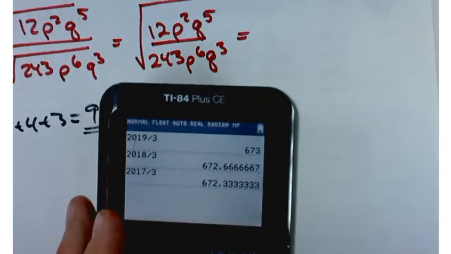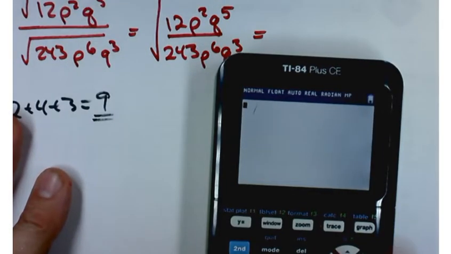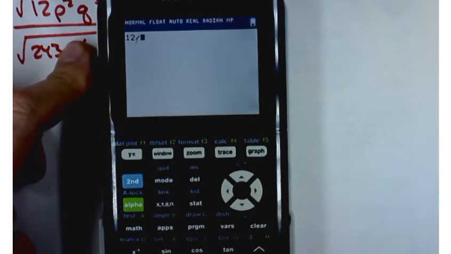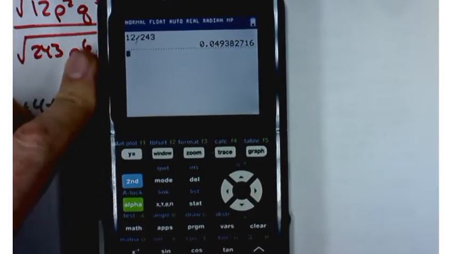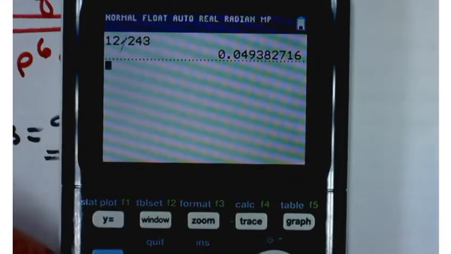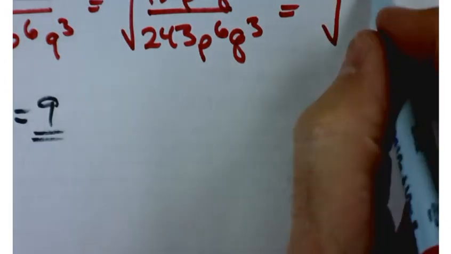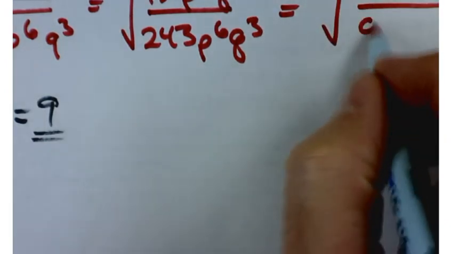Now, if you don't like that trick, here's a different trick for you. Put it in the calculator. 12 divided by 243 gives you this ugly decimal, but then you hit the math key, answer the fraction, and there you go, 4 over 81. So it reduces it for you. So that's the one part of this. So I'm going to have a 4 here and an 81 here.